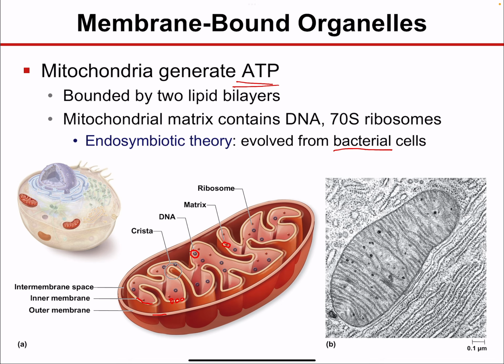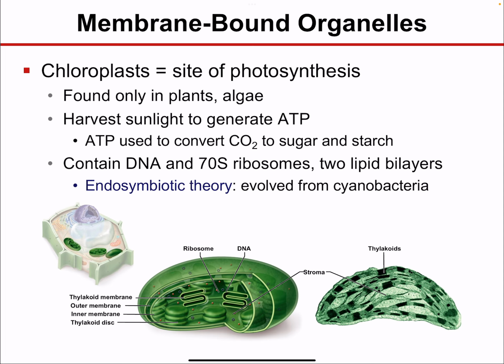So the cell that engulfed them depends on mitochondria now, and the mitochondria now depend on the cell that engulfed them. This is what we call the endosymbiotic theory. Okay? The endosymbiotic theory is the idea that mitochondria at one point in time lived a life on their own, but then got engulfed by a larger cell and they became interdependent. All right.